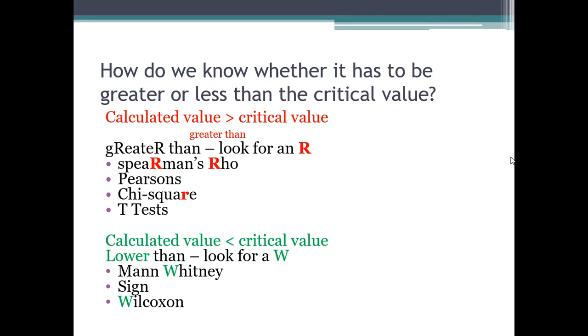So this will be in the exam under the table, but if you want a kind of shortcut so you're confident: the tests with the R in them, the observed value has to be greater to be significant. The tests with the W in them and the sign test, the observed value has to be lower to be significant.